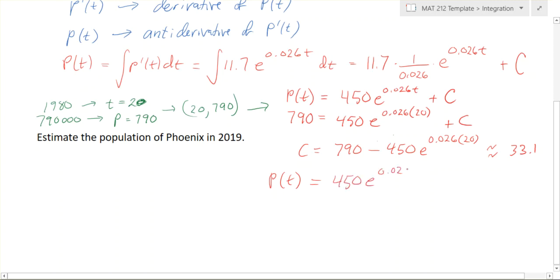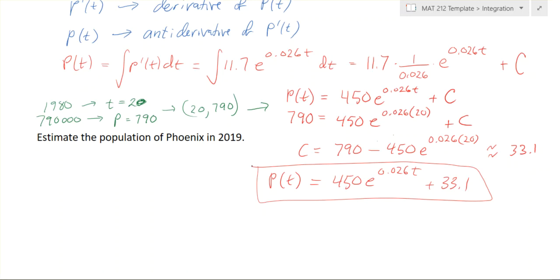And this is better because now if I plug in some year, I'll get the approximate population. Okay. So now I can use this function to predict the Phoenix population in any year that I want.